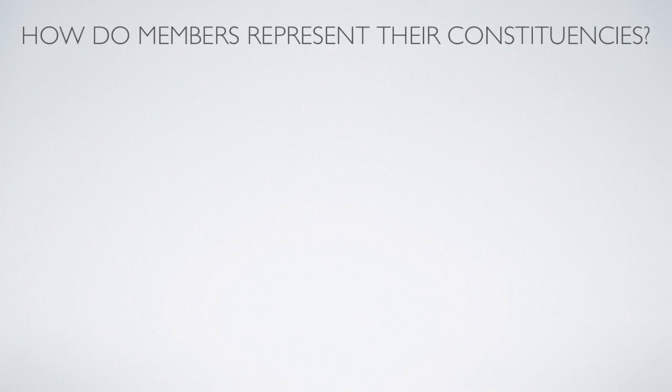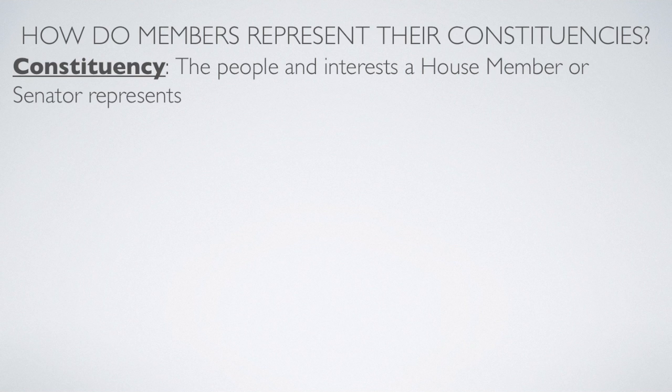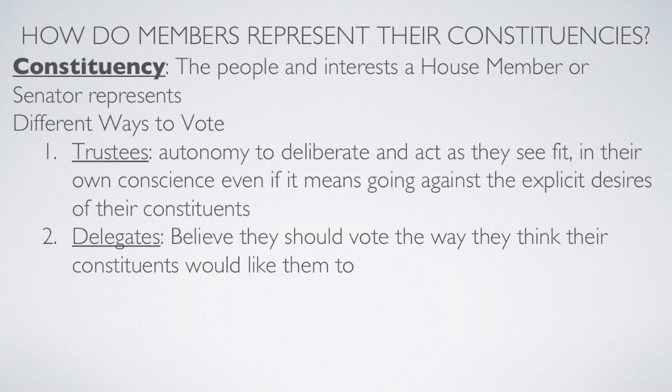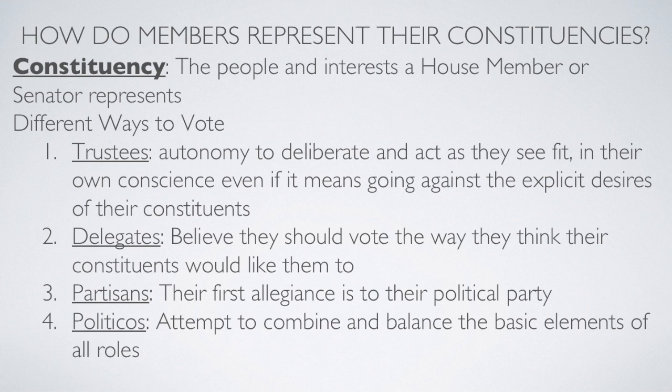How do members represent their constituencies? Remember that constituencies are the people and interests a House member or senator represents. So it's the people that elected that member to the office. But there are different ways to vote. You can either be a trustee, a delegate, a partisan, or a politico.